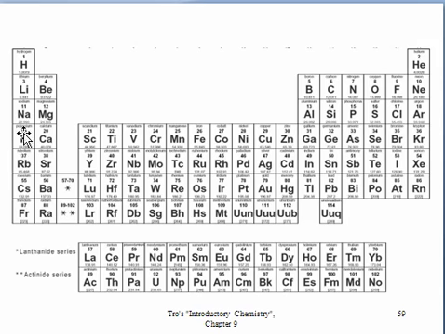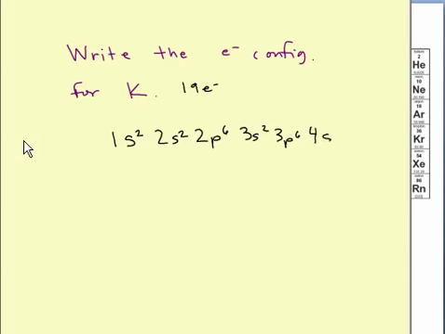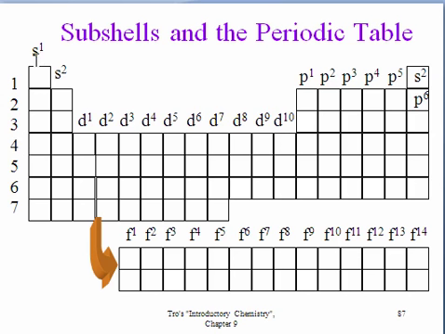Okay, now here we are, potassium. This is our fourth energy level, this is our S block, and it's in our first column, so it is 4s1. So anything that ends up here is going to be S1, second energy level, third energy level, fourth, etc. Anything that ends up here is going to be S2.